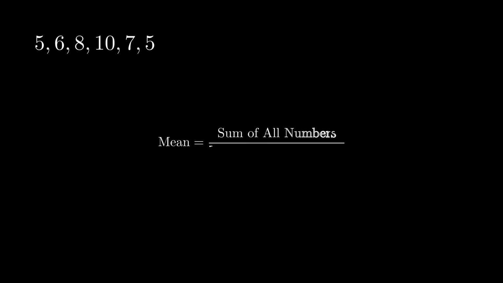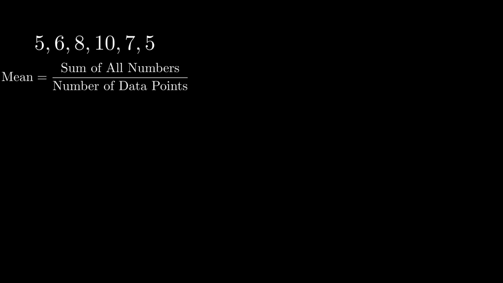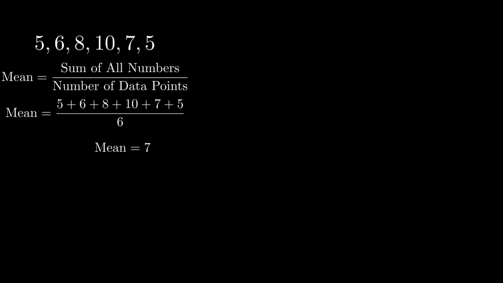The first thing we do is we need to calculate the mean, which you define as the sum of all the numbers divided by the number of data points we have. So we add all the numbers together and divide by 6. So we work out that's 7. In statistics, the mean is usually denoted by x bar.